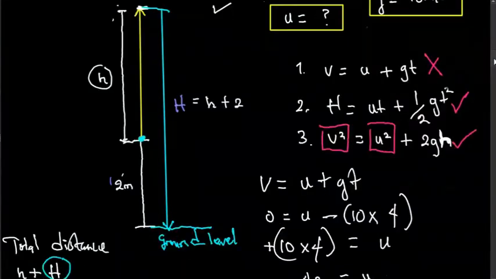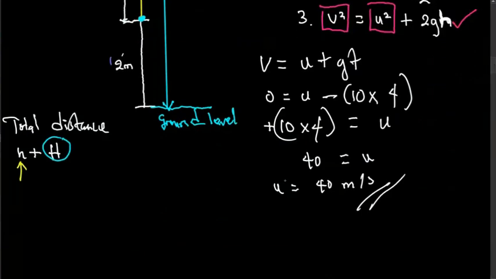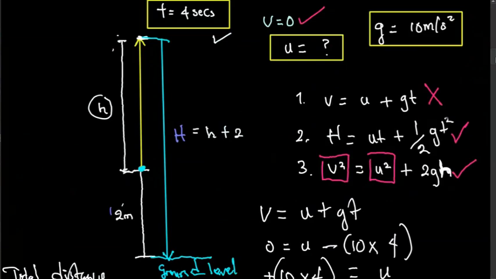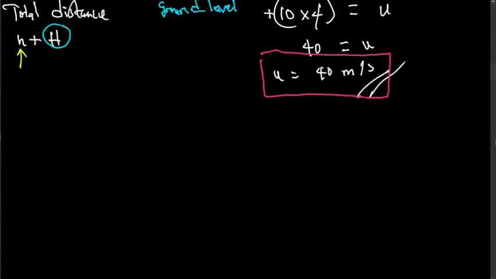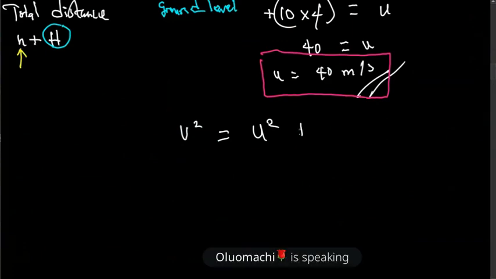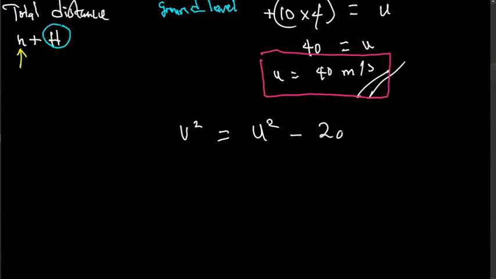We solved for U. What did we say U was? 40 meters per second. So we have U. We also have G. That means we can solve for H. So using the third equation of motion, V squared is equal to U squared. Is it plus or minus? If you are going up, we use what? Negative sign. So minus 2GH.